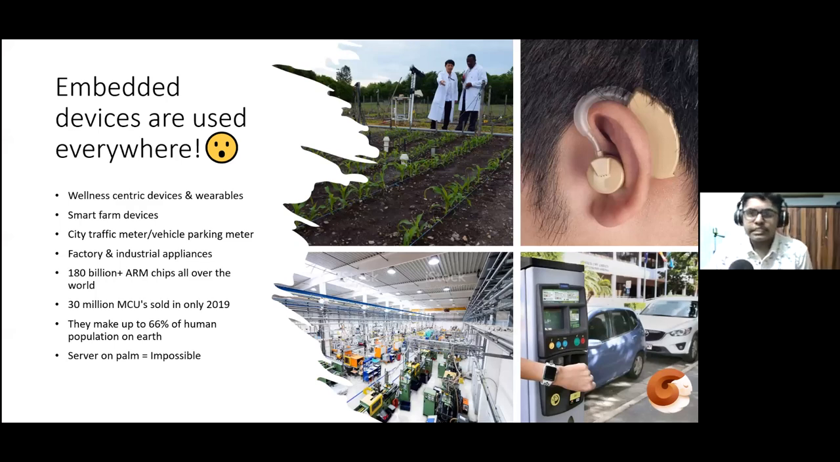So why do we deploy ML onto these embedded or edge devices? Mostly because embedded devices are present everywhere, from wellness-centric devices to wearables, I've shown some pictures over here, to smart farm meters, city traffic meters, vehicle parking meters, and even most factory and industrial appliances. We see embedded devices everywhere. There are 180 billion plus ARM chips sold all over the world, and ARM is the superior chipset producer for MCUs, the microcontroller-based devices. 30 million MCUs were sold in 2019 alone, in a single calendar year. And as per a survey, they can even make up to 66% of the human population on Earth. So it is such a huge amount already present around us. Plus, a server on a farm is not a possible idea as well.